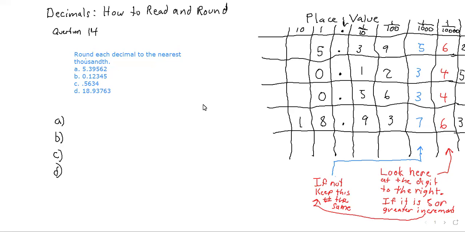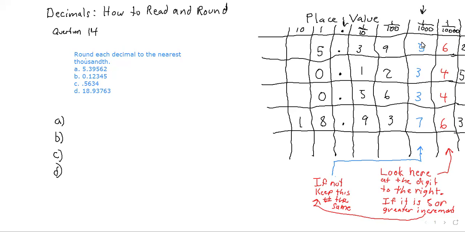We're going to use the place value table to do this. All these numbers here, A, B, C, D, have been written in the place value table. So let's go over here and see exactly how to do this. The nearest thousandth is the place value they're talking about. Here you see the thousandths place value, that's 1/1,000.